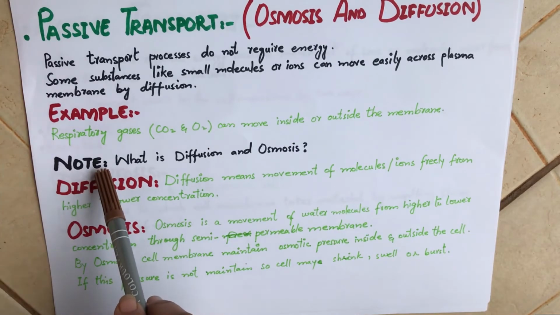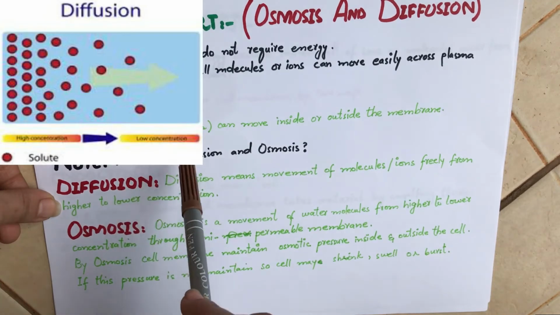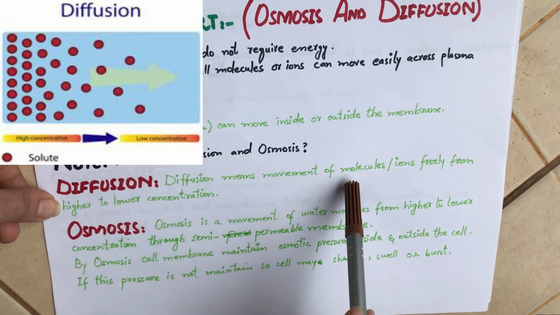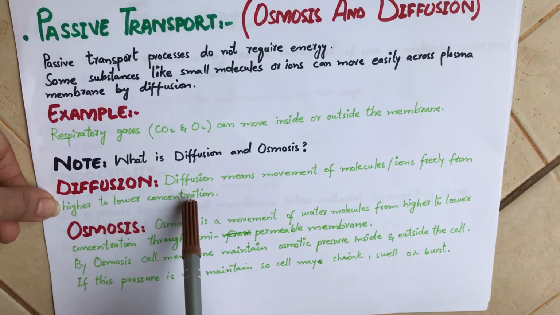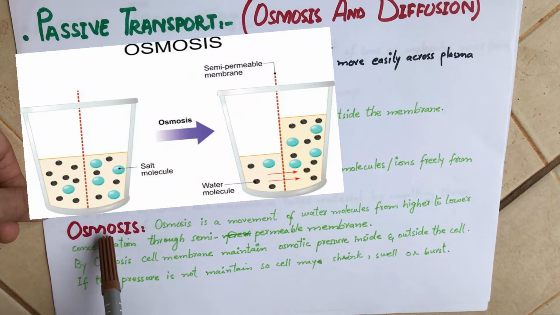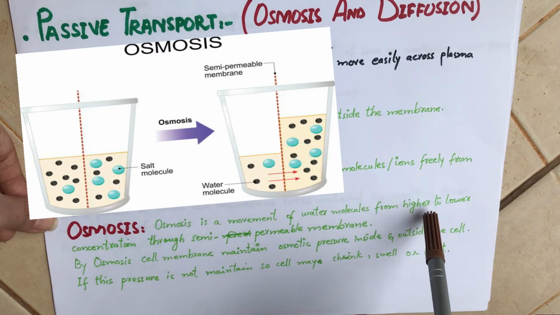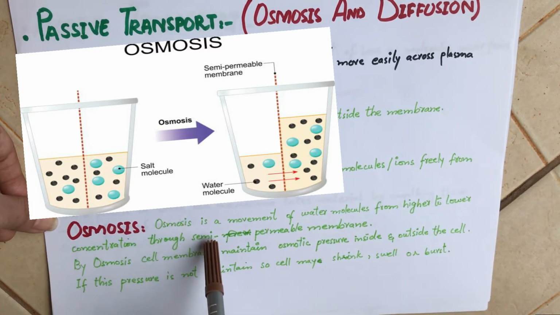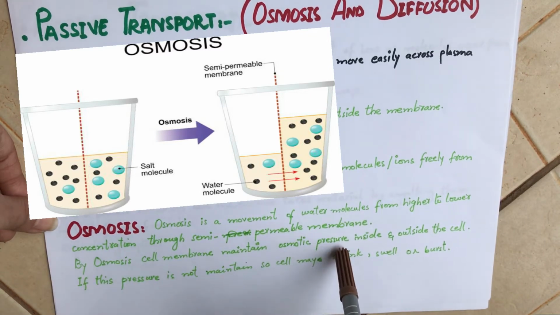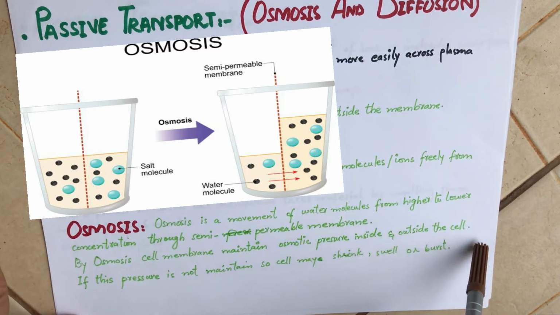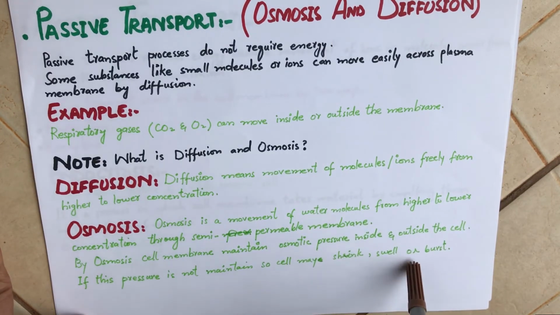So the note here is what are diffusion and osmosis. Diffusion means movement of molecules or ions freely from higher to lower concentration. Osmosis is the movement of water molecules from higher to lower concentration through a semi-permeable membrane. By osmosis, the cell membrane maintains osmotic pressure inside and outside the cell. If the pressure is not maintained, the cell may die, shrink or swell.